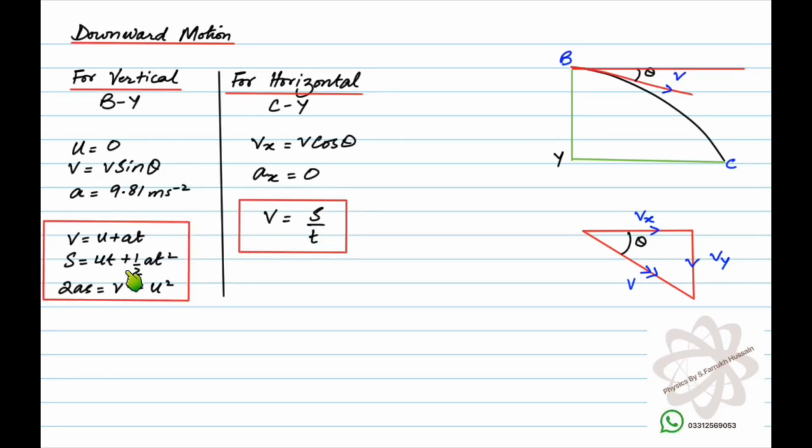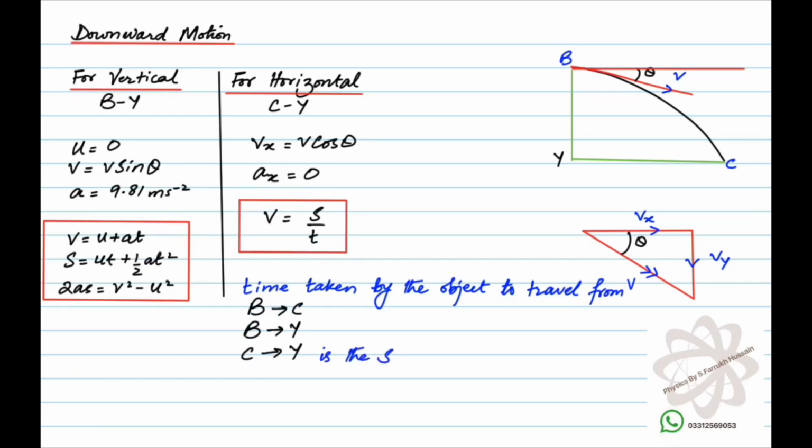You cannot use these equations for horizontal motion, and similarly you cannot use this equation for vertical motion because the object is accelerating. The time for the fall from BC, BY or CY is the same because the object is the same. If you find out time by any of the calculations, whether for vertical or horizontal, you can use the time for the other journey as well. These are the concepts which will be required to solve projectile motion.